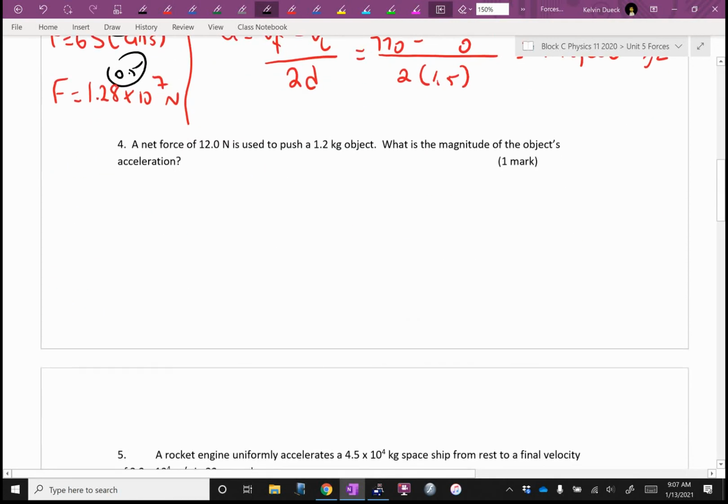A net force. A what force? A net force. It looks like it wants me to find a. I'm going to use Newton's second law. So it's going to be 12 divided by 1.2. I can do that in my head. It's 10, yes? Meters per second squared.